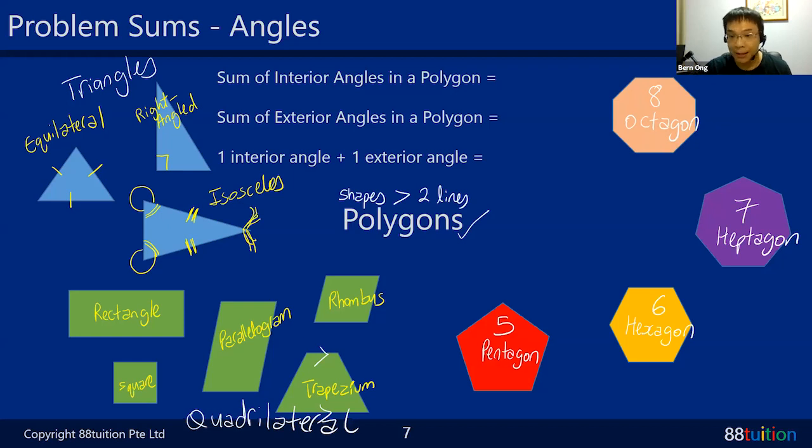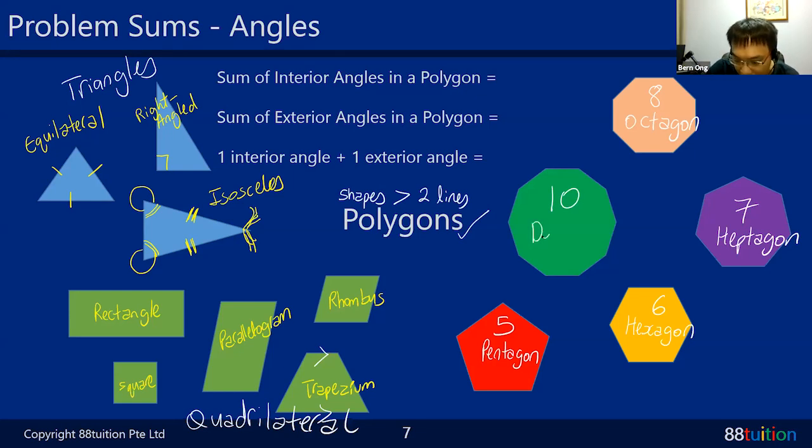Is that okay? Then after that, this one got 10. Then it's called what? 10 years means 1 decade. 100 years means 1 century. 1,000 years means 1 millennium. So 10 means decade. Decagon.